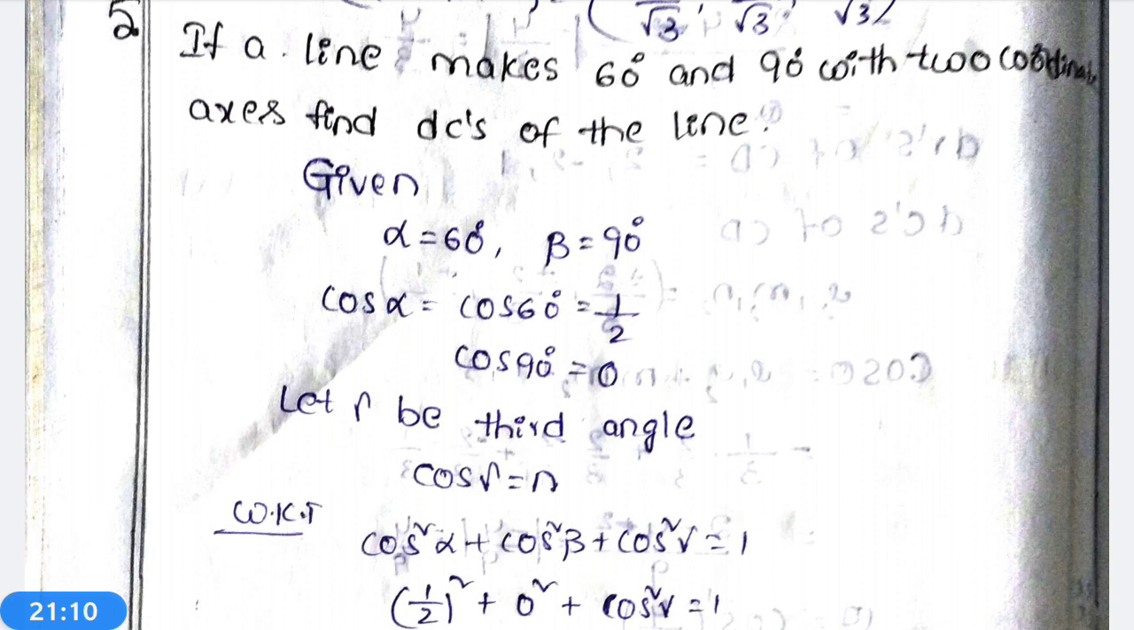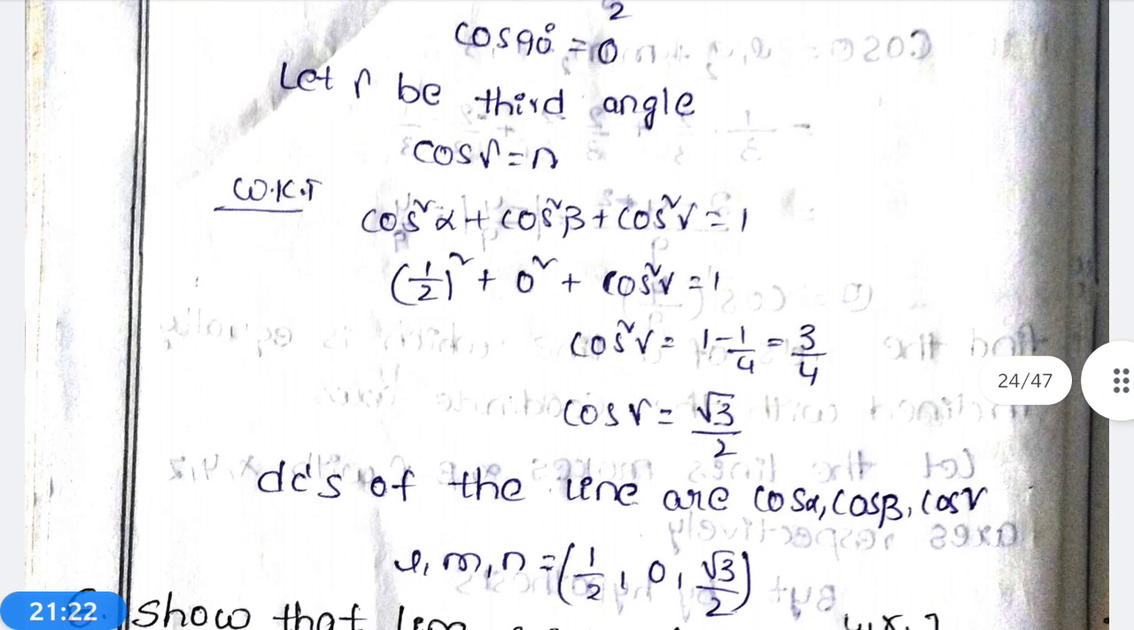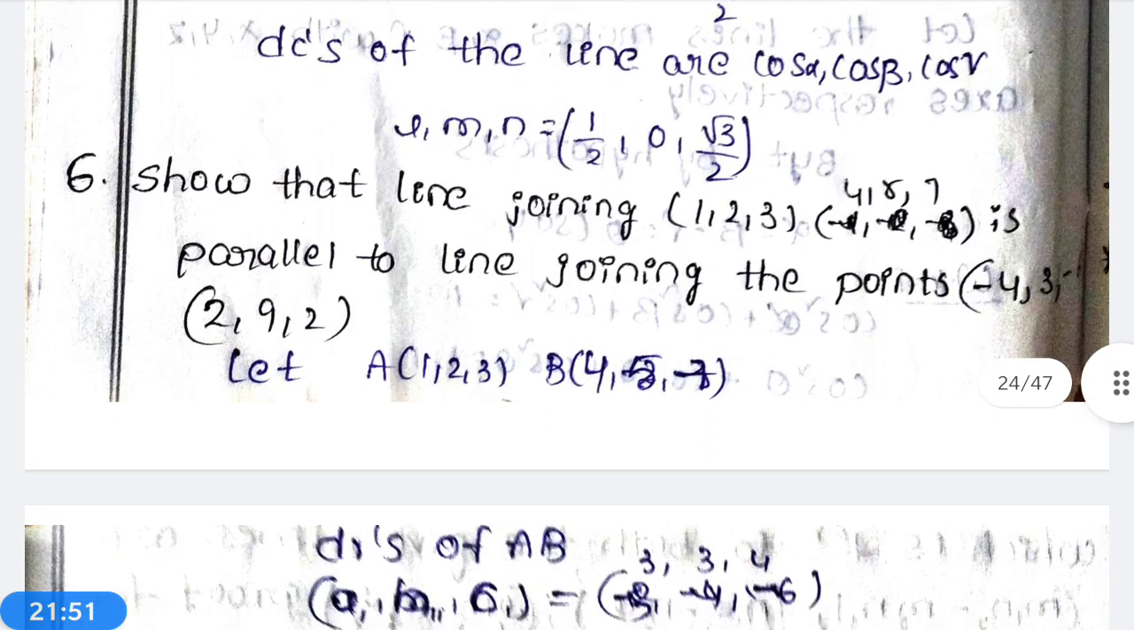Therefore, cos square alpha, that is 1 by 2 whole square, plus cos square beta, 0 square, plus cos square gamma is equal to 1. This implies cos square gamma is equal to 1 minus 1 by 4 is equal to 3 by 4, so cos gamma is equal to root 3 by 2. DCs of the line, which are cos alpha, cos beta, cos gamma, l, m, n, are 1 by 2, 0, root 3 by 2. Next problem.